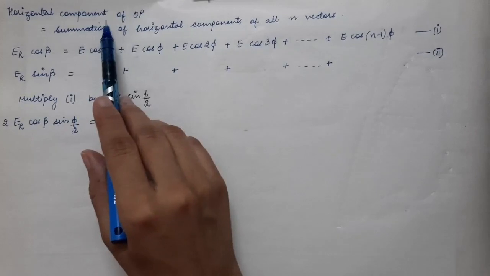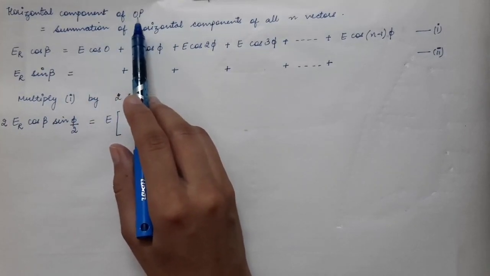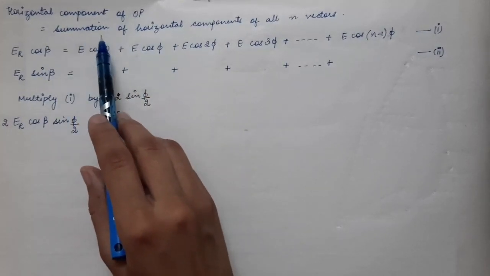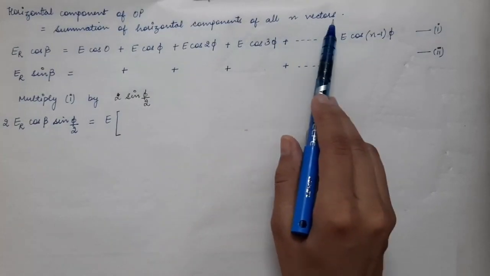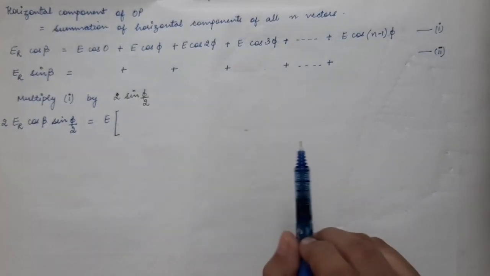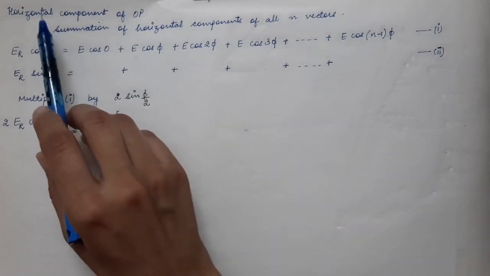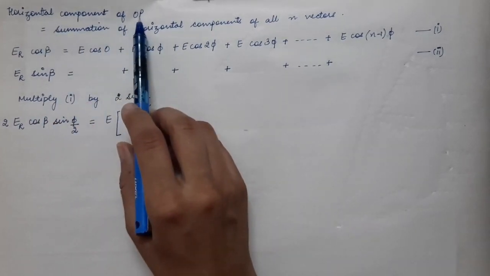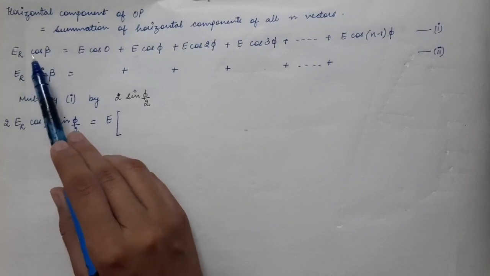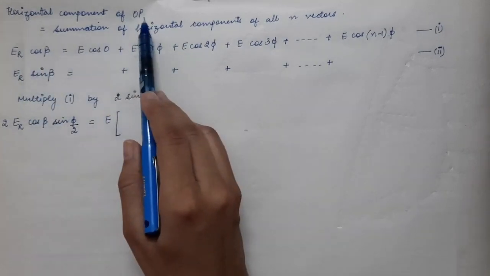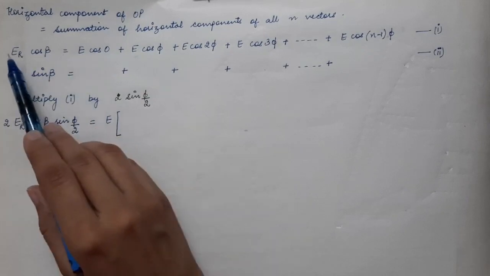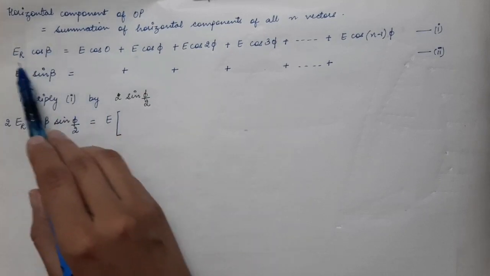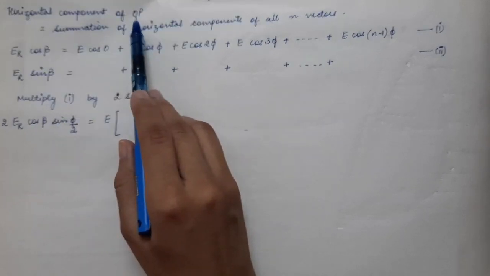So the horizontal component of OP, which is the resultant vector, will be equal to the summation of horizontal components of all the n vectors which we had drawn in the previous diagram. Now the horizontal component of OP will be equal to ER cos beta, because the OP vector was making an angle of beta with respect to horizontal. So ER cos beta will be the horizontal component of the OP vector.